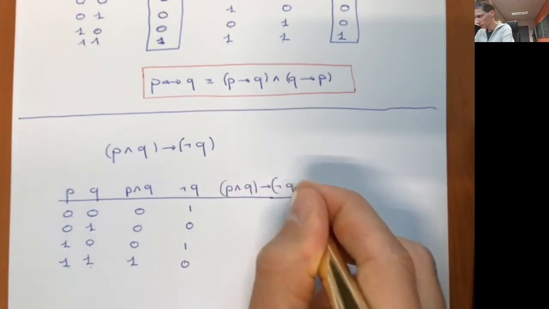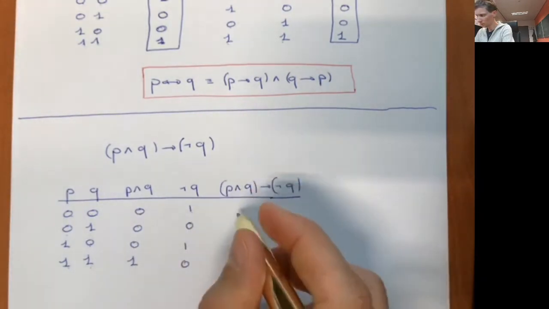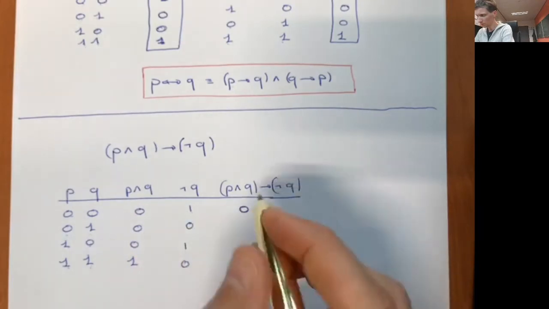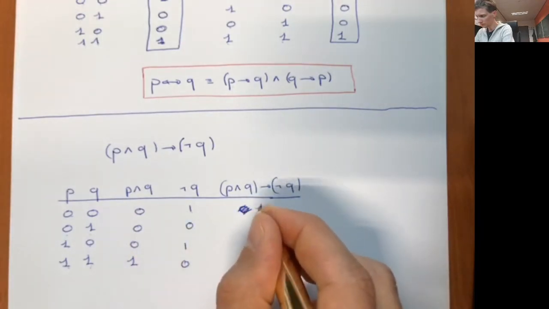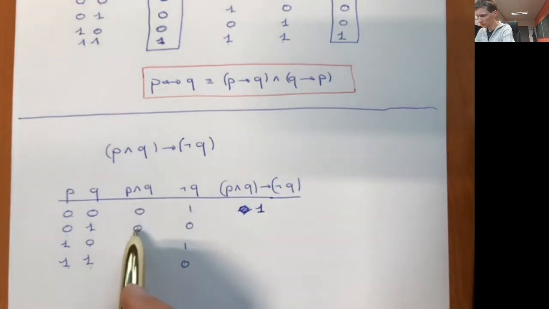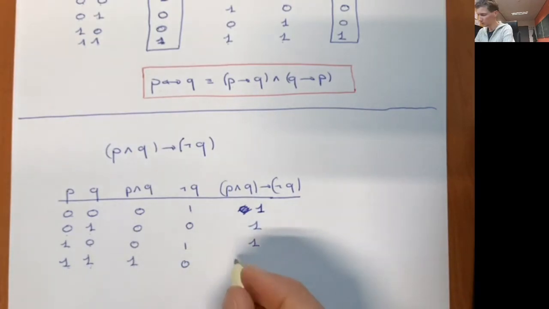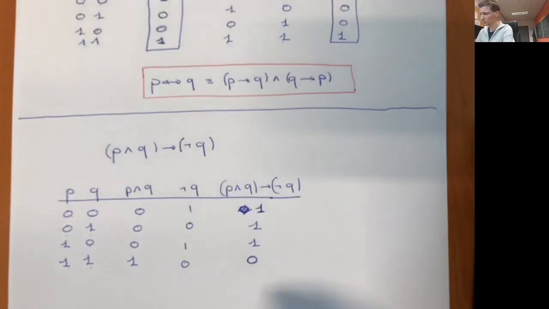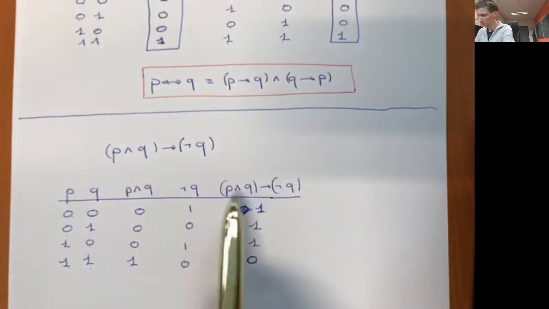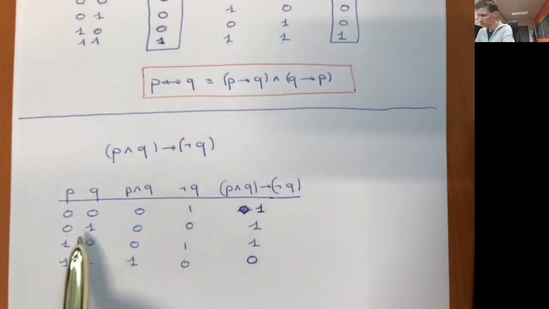And then P and Q implies negative Q. What's the truth value of this? Does 0 imply 1? Well, no. Sorry, of course, yes, because P and Q is false. Here also, because P and Q is false. Here P and Q is false, so this is a 1. And here we have a 1 and a 0, so this will be false. So when will this be true? Well, whenever they're both false, P is false and Q is true, P is true and Q is false, and it will be false when both are true.